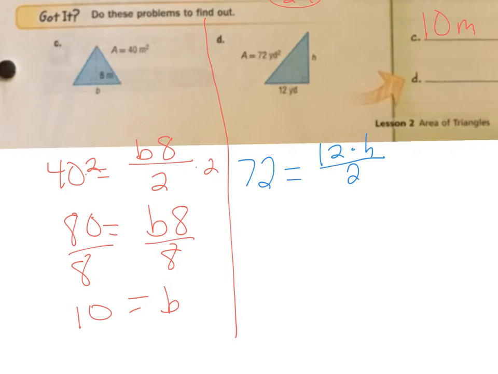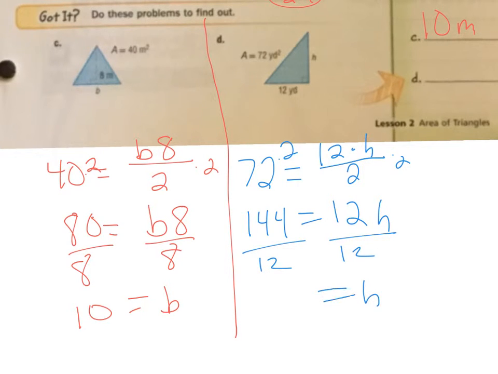And divided by 2. So I times each side by 2. That gets me 144. And that equals 12h. And now I divide each side by 12. Gives me h equals 144 divided by 12, which is 12. It is 12 yards.